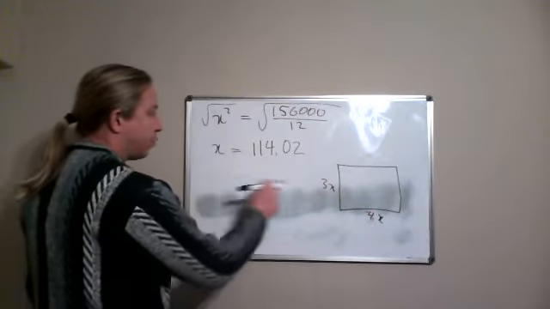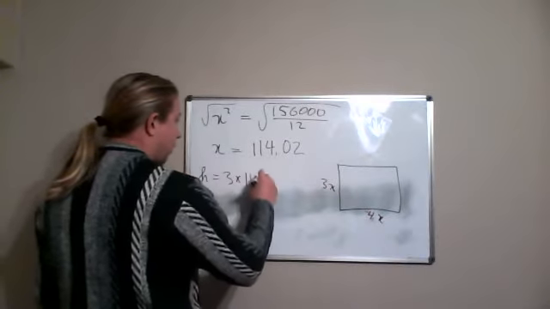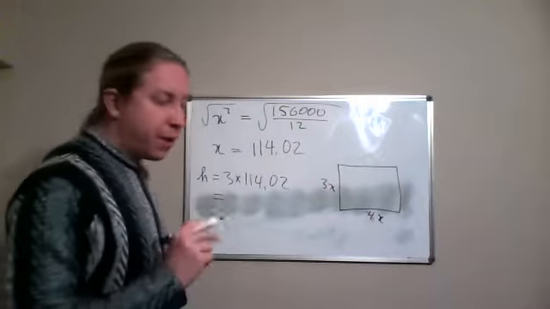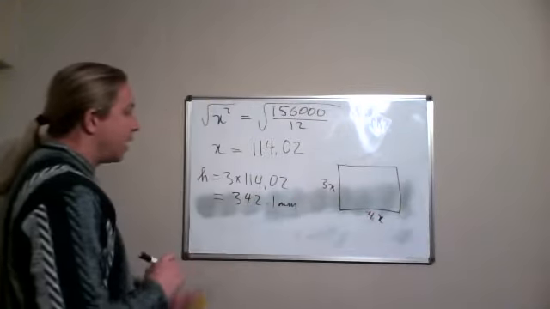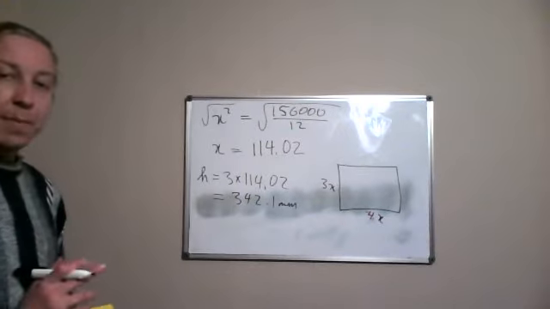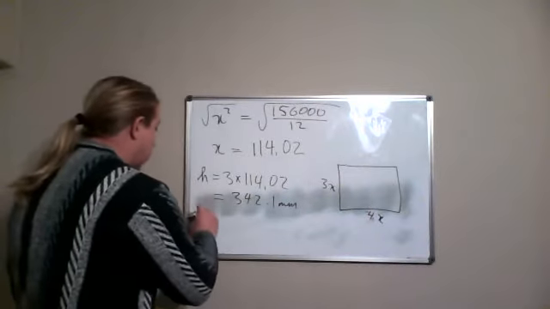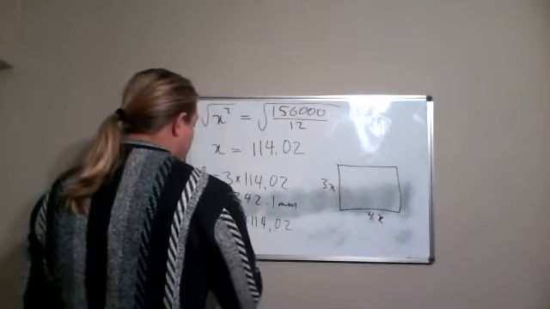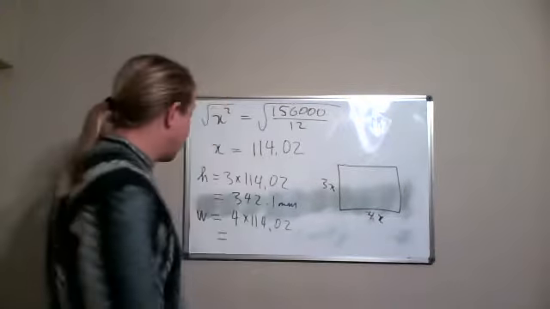Well, x is 114, therefore our height equals 3 times 114.02, and this now should equal 342.1 millimeters. Remember our area was in millimeters squared, therefore height and length or width must be in millimeters, both to give you millimeters squared. Right, so if height is that, our width is going to be 4 times 114.02, and that should give you that answer in the worked solution of 456.1.